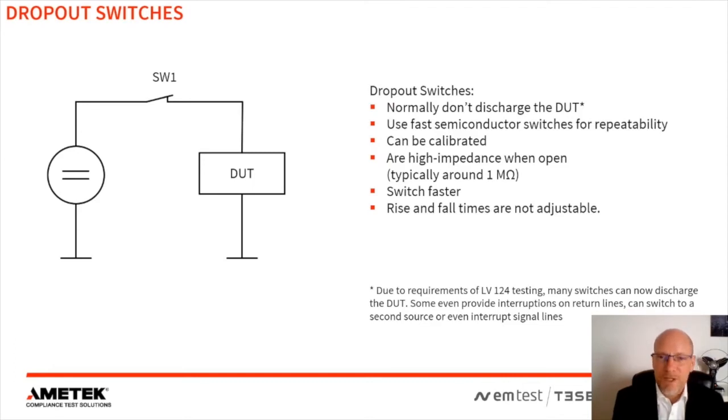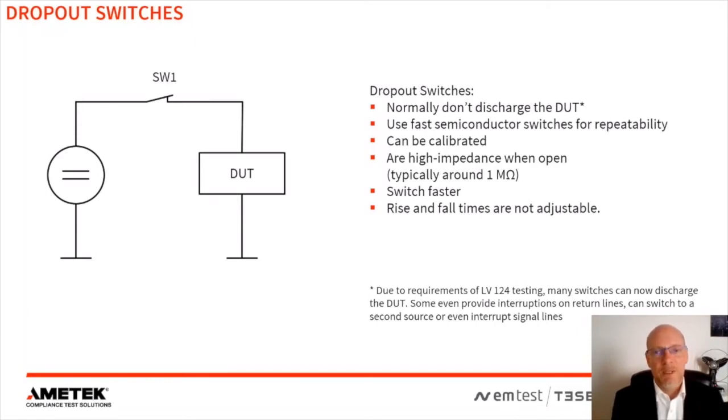The main disadvantage of using a semiconductor switch is that the rise and fall time is based on the design, and there's really no way to influence it, where you can with a programmable 4-quadrant power amplifier.